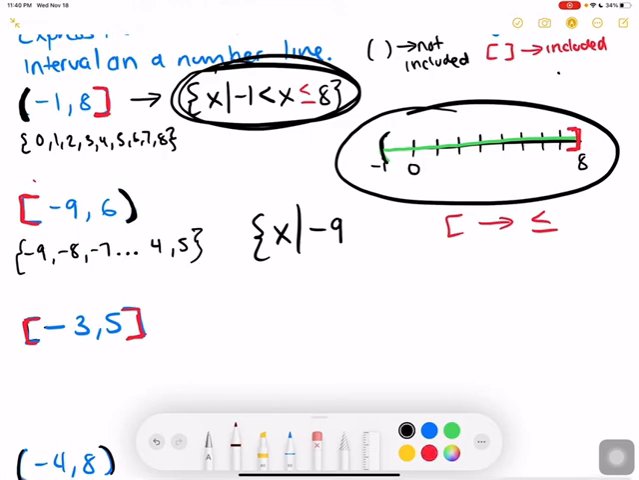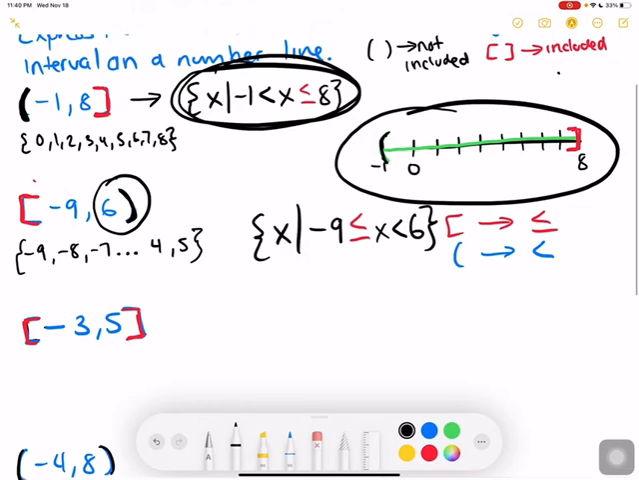So I'm going to put the symbol of the bracket, less than or equal, x, and then what is the next symbol that I'm going to place in there? I have to go back and see my interval. Parentheses means less than, and what is my last number of the interval? 6. Okay, so that's my symbol with the bracket, and my symbol with the parentheses.